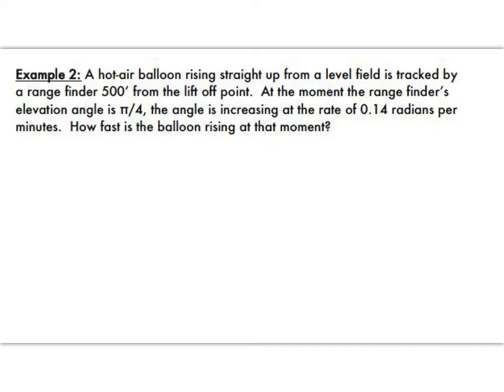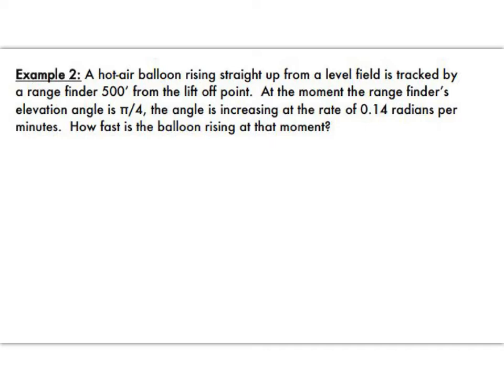So we've got this example of a hot air balloon that is rising straight up from a level field and is tracked by a rangefinder that is 500 feet away from the liftoff point. At the moment that the rangefinder's elevation angle is pi over 4, also known as 45 degrees, the angle is increasing at a rate of 0.14 radians per minute. And we want to know how fast the balloon is rising.